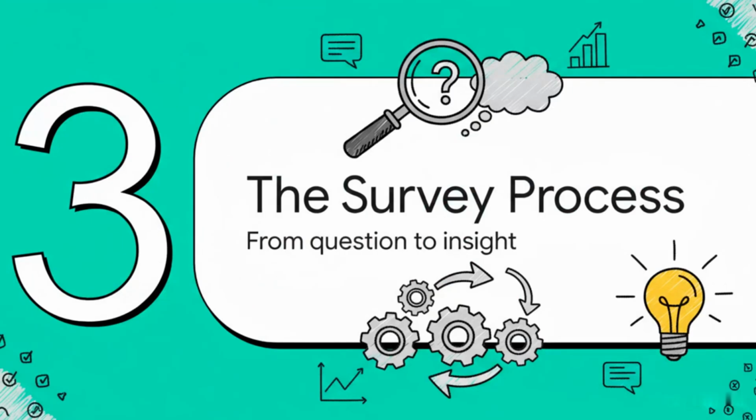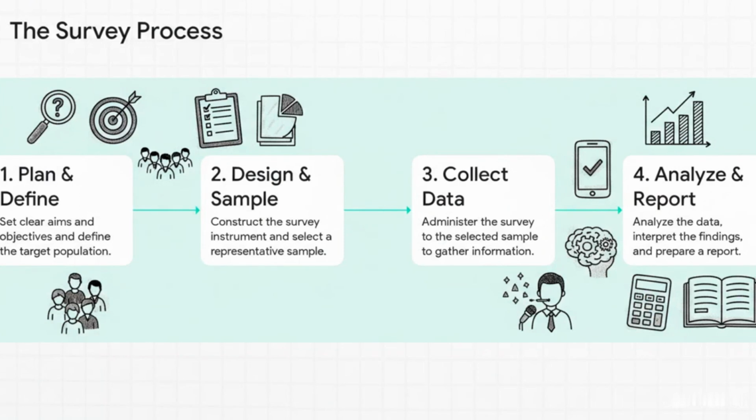All right, so you've figured out what kind of survey you want to do. Now what? Well, you can't just start firing off questions. It's a really systematic process to get from that initial idea to a final, meaningful insight. And what's great about this is how logical it is. Step 1 is all about planning. What do you want to achieve? Who are you trying to understand? Step 2 is the design phase, where you actually build the survey and pick your sample group. Step 3 is the fieldwork. This is when you go out and collect the data. And finally, step 4. You take all that information, make sense of it, and share what you found.